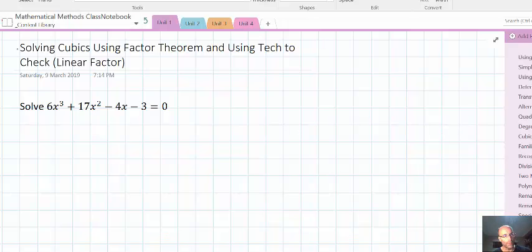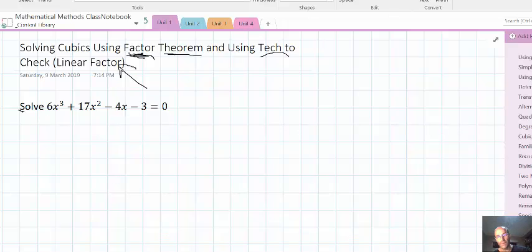The aim of this video is to look at solving cubics using two main methods, the factor theorem and technology. The technology is to check, unless you're specifically told to use it. The main thing I want to show is the factor theorem, and one of the factors is a linear factor. It's a type of cubic, and the cubic we've got here is 6x cubed plus 17x squared minus 4x minus 3.